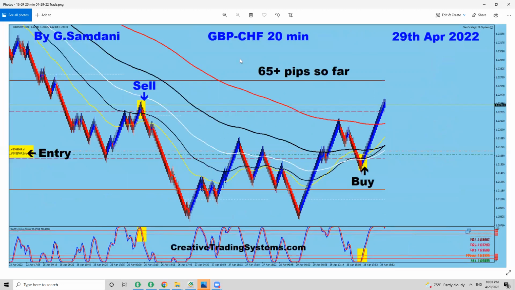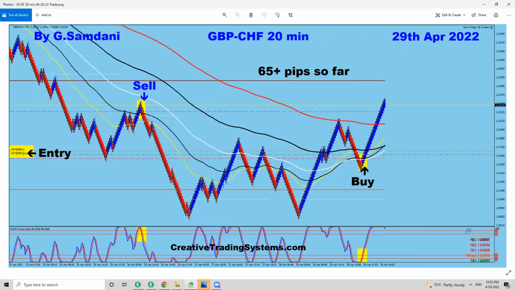And then Pound Franc again. This was the short one, and on the 29th, this is the long one for 65 pips. So this is how I think this is what it is. Now, you notice that everything is planned.